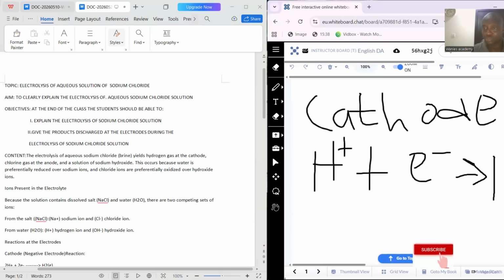Hydrogen gas is produced at the cathode due to the reduction of hydrogen ion, which was discharged at the cathode. This equation is not balanced, so we add a 2 here, and then we also add a 2 here. You can see it is correctly balanced.